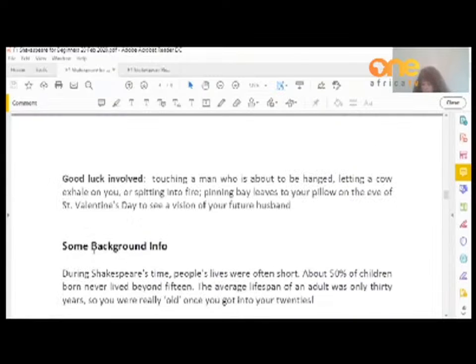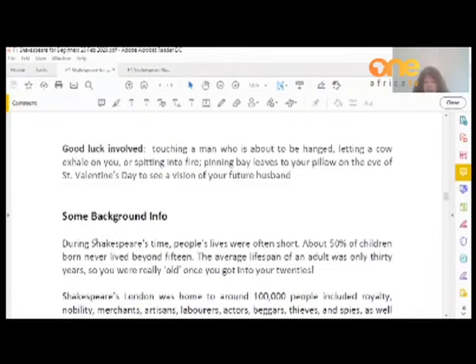Right, here, let's look at some more prior information that's going to help you. During Shakespeare's time, people's lives were very short. 50% of all children born never got to the age of 15. They all died from diseases, even just something simple like toothache, which would fester and go fraught. They're going to die. So we're quite lucky we've got some good modern medicines that help. The average lifespan of an adult was only 30. So you were actually old once you got into your 20s.